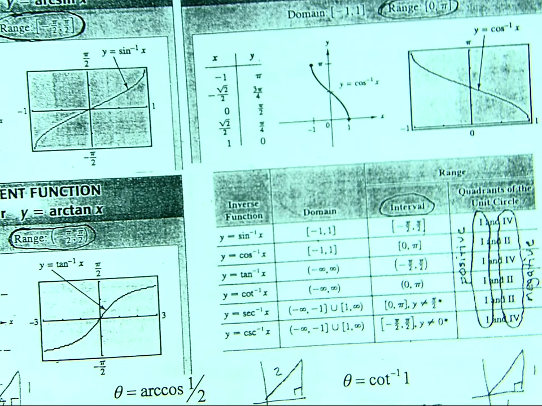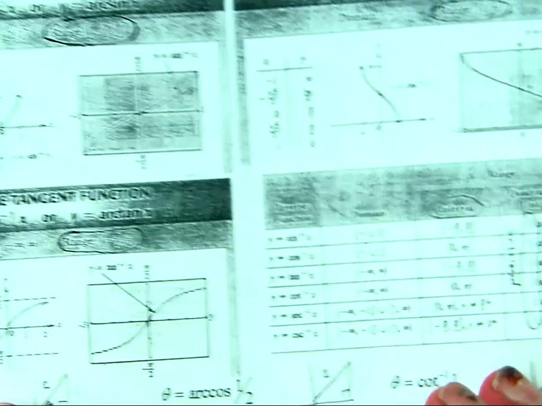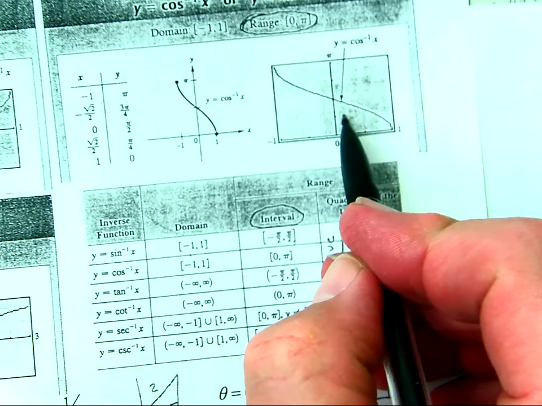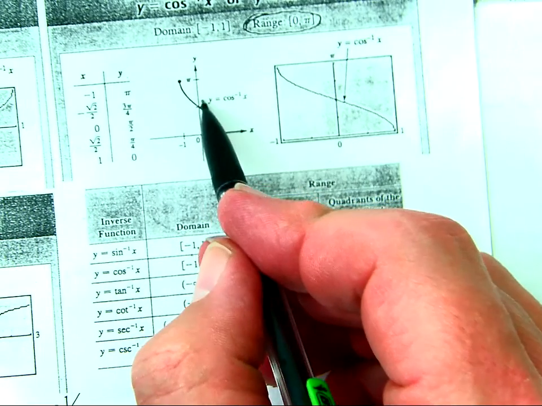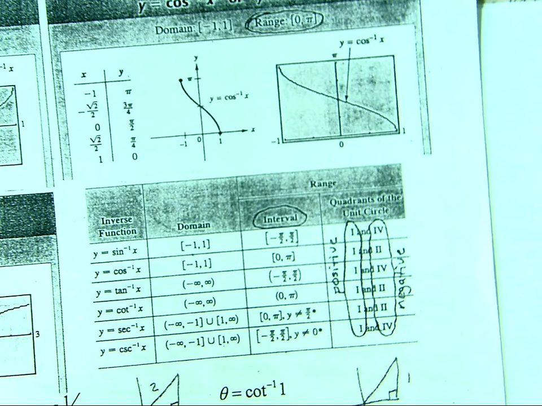The third question they asked was increasing or decreasing. Well, you get that from looking at the graph. Like up here, this is inverse cosine. You can see inverse cosine is decreasing. That's all you have to do for that. So that's what you do on 4 through 7.